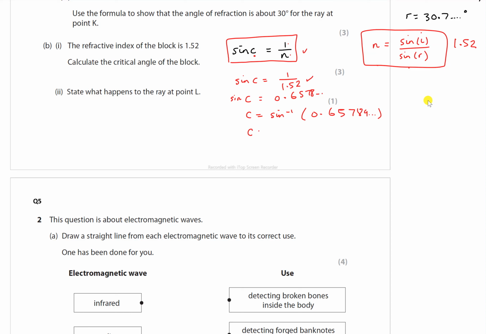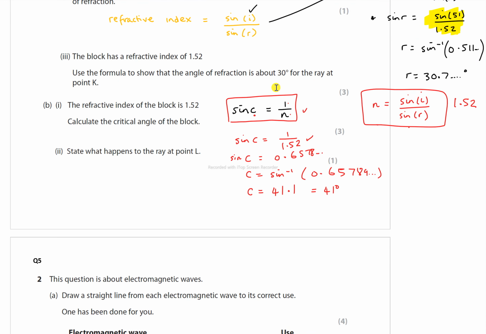Right, so then we're saying c equals, okay, they've gone to the nearest 1 degree, 41.1, which is 41 degrees. The reason is because they're giving it to the nearest whole. So that's what you've got to do. So the critical angle is 41 degrees.